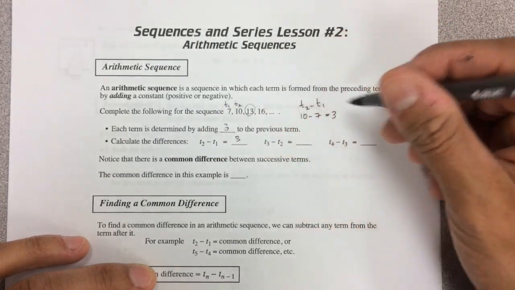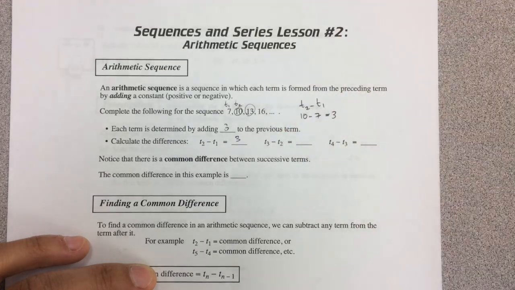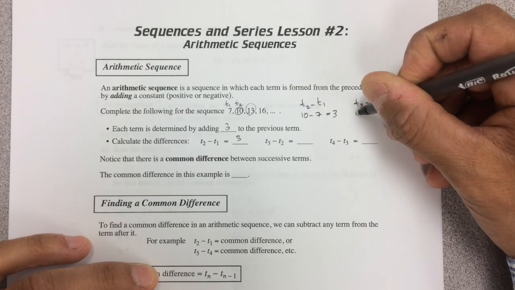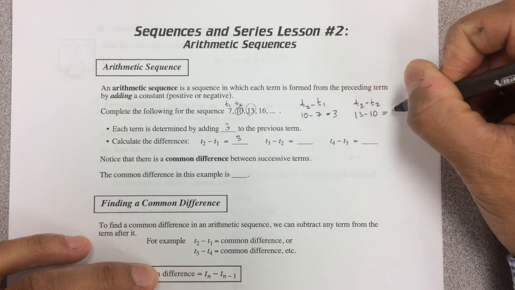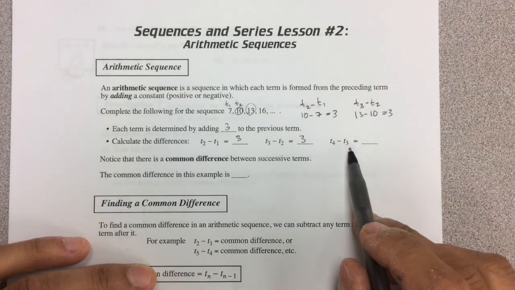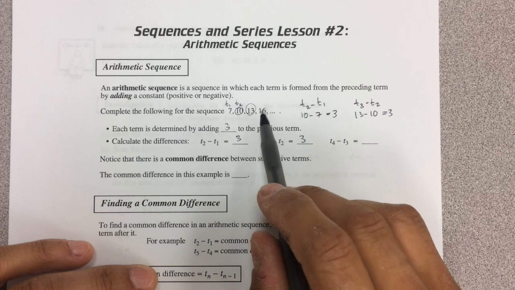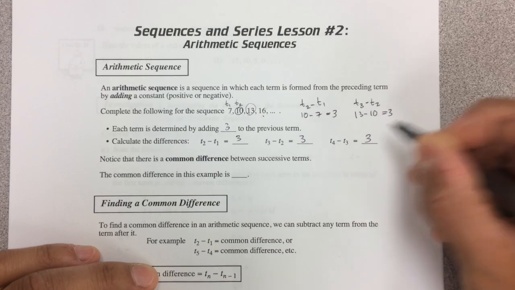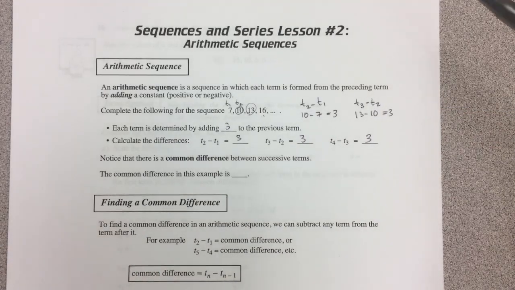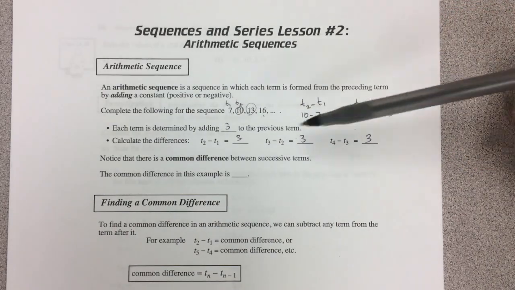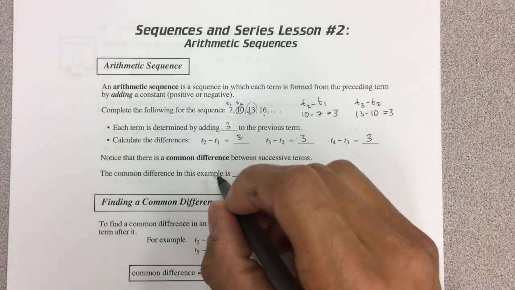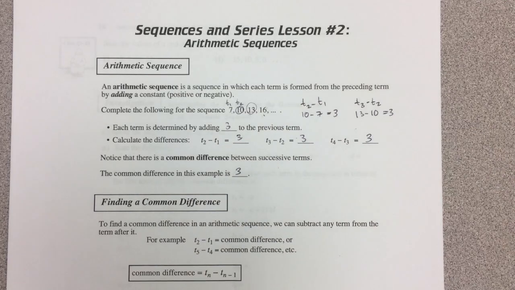T3, which was 13, subtract T2, which was 10, gives term 3 minus term 2, which is 13 minus 10, also equal to 3. And then we do the same thing for the fourth term and the third term, 16 minus 13, and we end up with 3 again. So the difference between all of these successive terms, the terms that come one after the other, the common difference, is 3, and that is an arithmetic sequence.